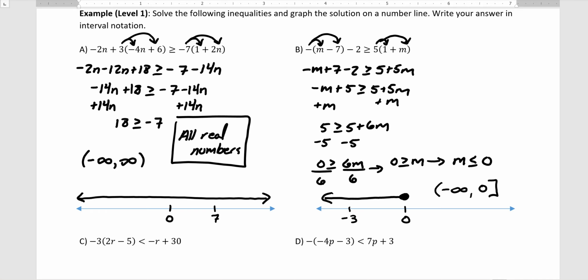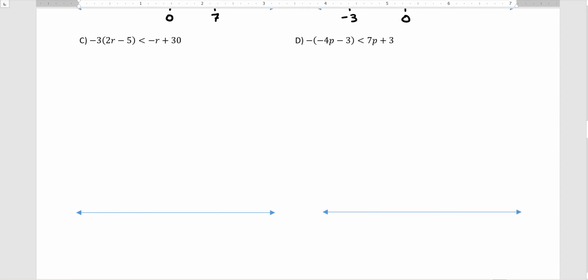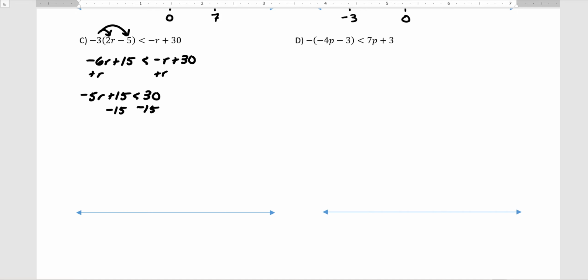All right. Let's look at letter C now. Negative 3 times the quantity 2r minus 5 is less than negative r plus 30. So negative 3, distribute that. When I do that, I get negative 6r plus 15 is less than negative r plus 30. I'm going to add r to both sides. When I do that, I get negative 5r plus 15 is less than 30. And then I'll subtract 15. 30 minus 15 is 15.